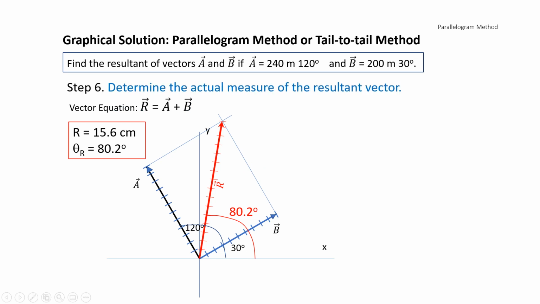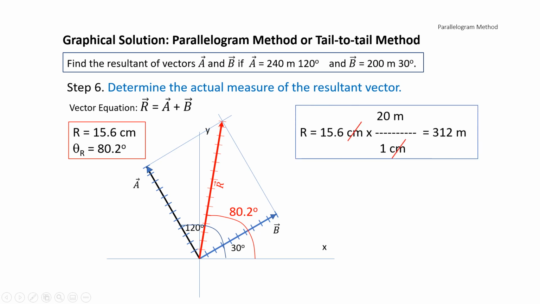Determine the actual measure of the resultant vector. Using the same scale, convert the illustrated vector to the actual vector. The magnitude R is 15.6 times the ratio of the scale, 20 meters divided by 1 centimeter, cancel centimeters. The actual magnitude of the vector is 312 meters. Thus, vector R is 312 meters, 80.2 degrees.